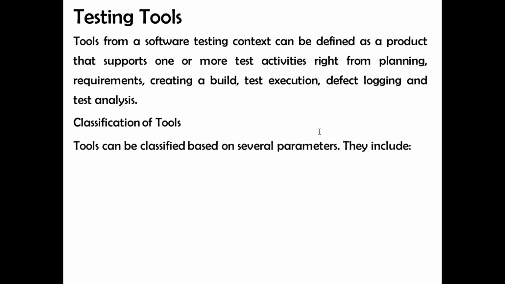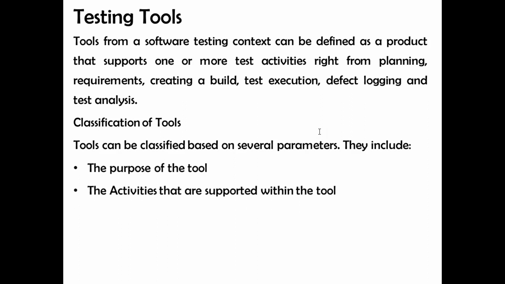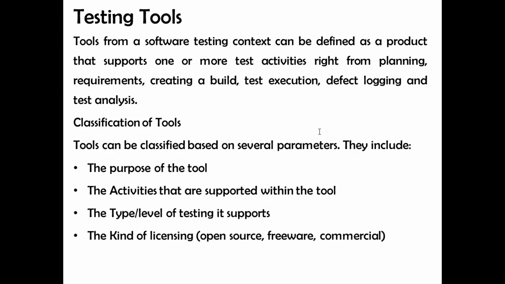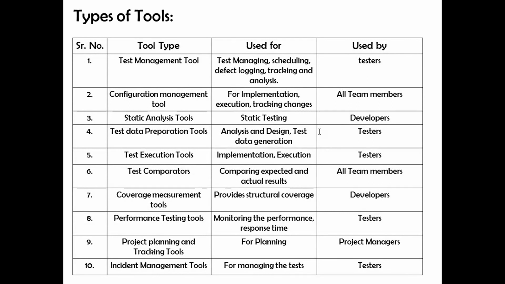Next is the classification of tools. Tools can be classified based on several parameters. They include the purpose of the tool, the activities that are supported within the tool, the type or the level of testing it supports, the kind of licensing, meaning your software is open source, freeware, commercial, and lastly the technology that you use. So all these things are the basis of the classification of tools. So these are the types of tools we have in this table.